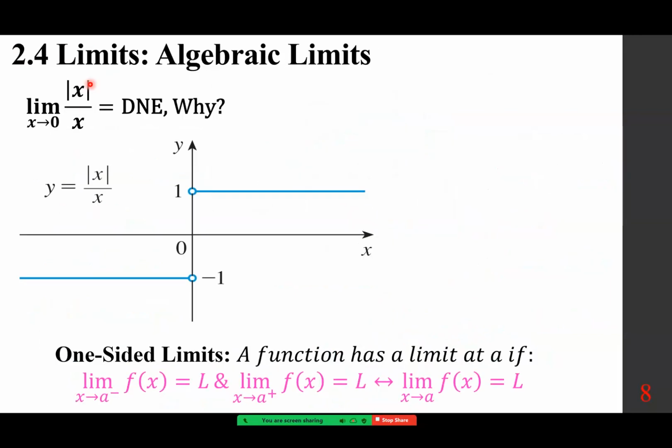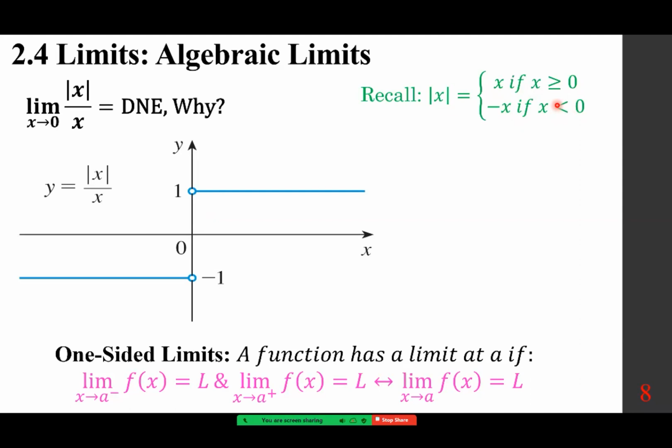This function, the limit of absolute value of x over x as x approaches 0, does not exist, and we want to see why, and I'm going to remind you of the one-sided limit. First and foremost, here's the graph. Let's discuss the reasoning behind that. First, remember the absolute value of x by definition is x when x is larger than or equal to 0 and negative x if x is less than 0.